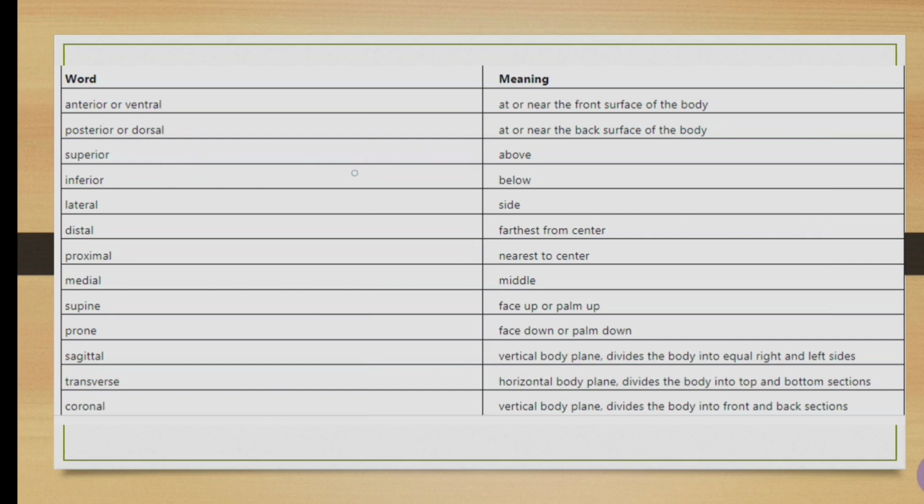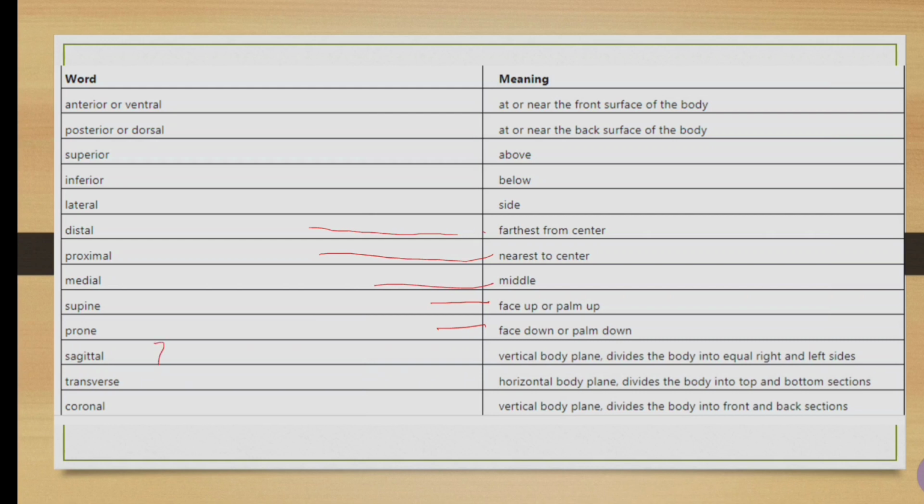Superior meaning above, inferior is below. Lateral meaning side. Distal is farthest from the center. Proximal means near to the center. Medial is middle, easy to remember. Supine means face up or palm up. Prone means face down or palm down. Sagittal is a vertical body plane.